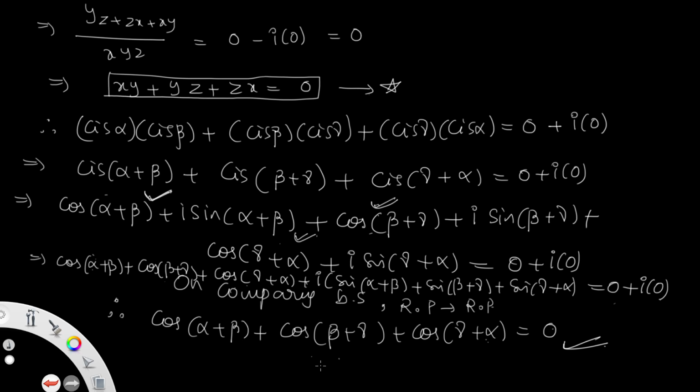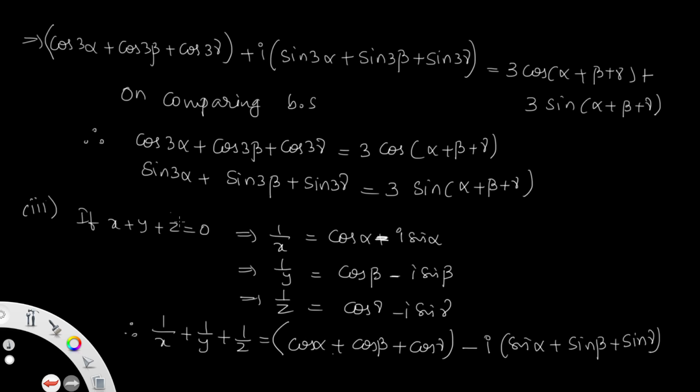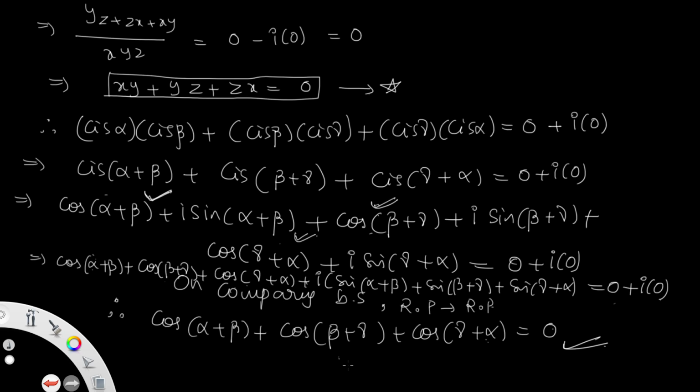It is just the same similar method. If x plus y plus z equal to 0, substitute and separate, and in all those relations substitute the cis alpha into cis beta form, expand, and separate the real part and imaginary parts, then you get the real part equal to 0.